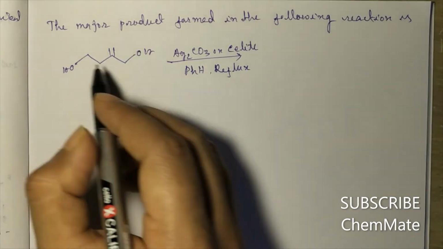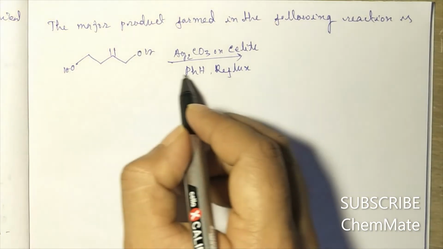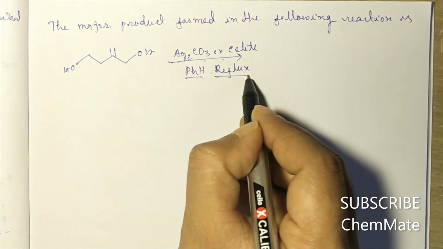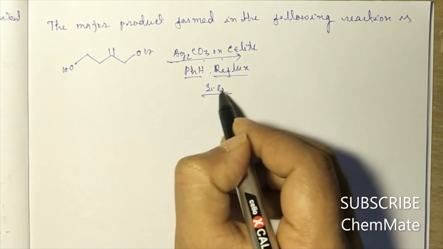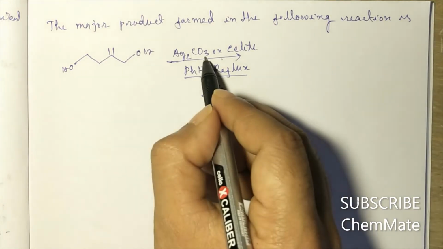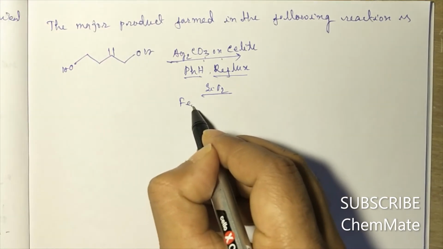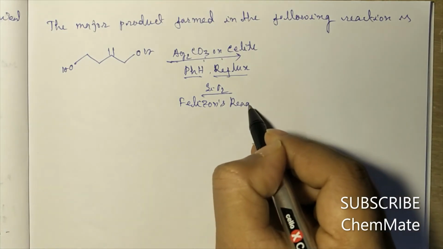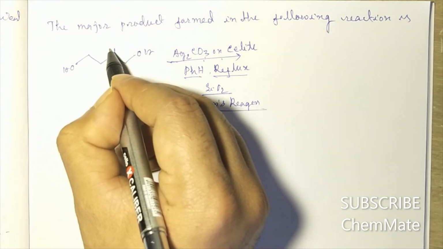Next question, the major product formed in the following reaction. This is treated with Ag2CO3 on Celite (SiO2, that is silica) in benzene solvent under refluxing conditions. So Ag2CO3, this reagent is known as Fétizon's reagent. This is an oxidizing agent and it generally oxidizes the allylic alcohol.